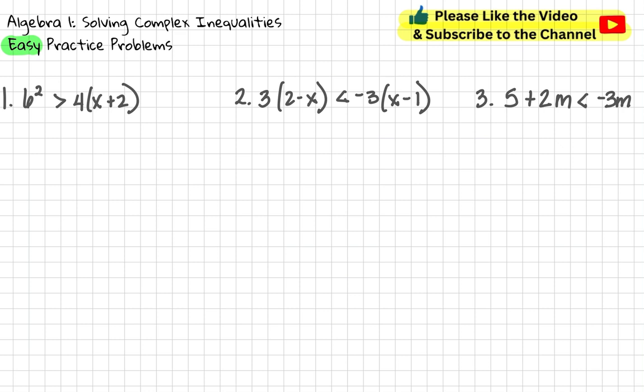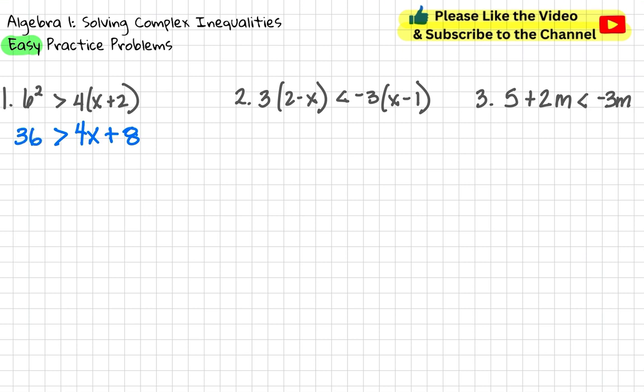So we're going to do PEMDAS. So we have parentheses and exponents. So we'll do the parentheses part first. So we are going to distribute this 4 inside. So it's going to be 4x plus 8. And then 6 squared is 36.